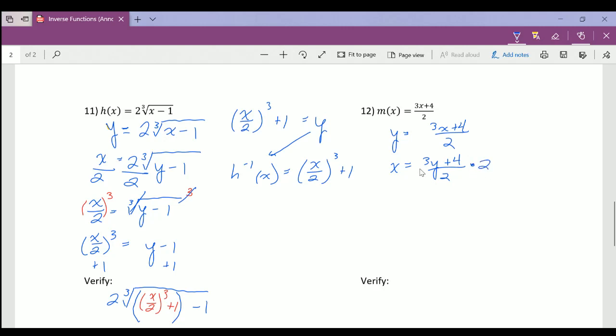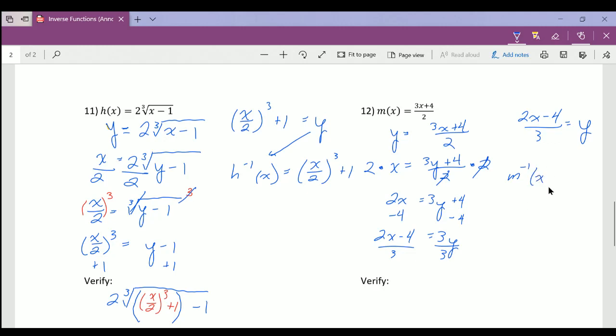So we'll start by multiplying both sides of the equation by 2 so that those can cancel. So on the left side we have 2x. Subtract 4. We've got 2x minus 4 equals 3y. And then divide by 3. So it looks like (2x minus 4) over 3 is our value for y, or expression rather. All right, and then just change it back into function notation. The y now becomes the inverse of m of x, which we believe to be (2x minus 4) over 3.